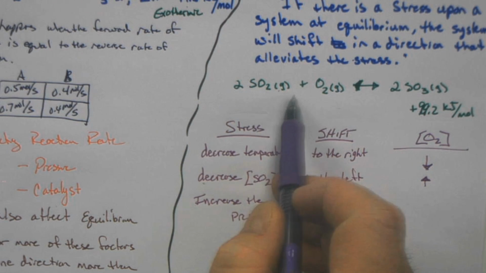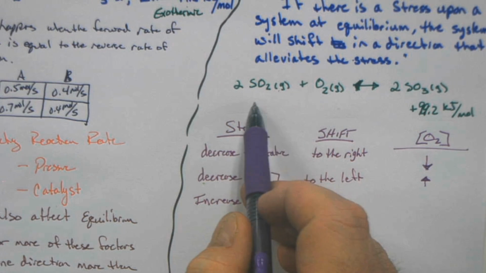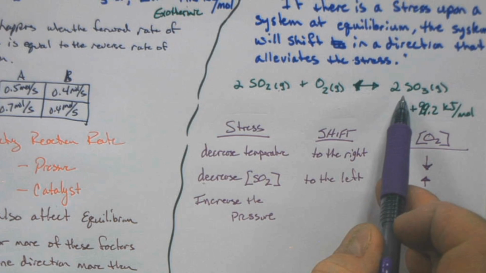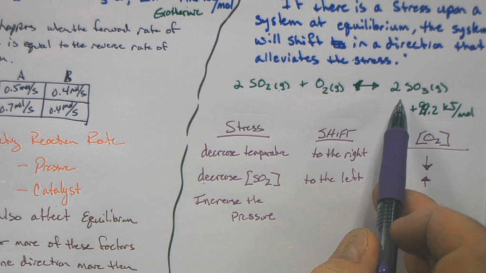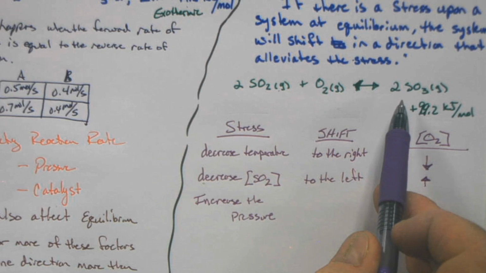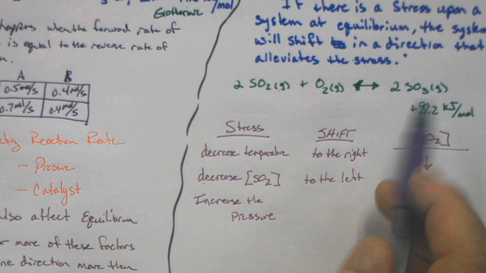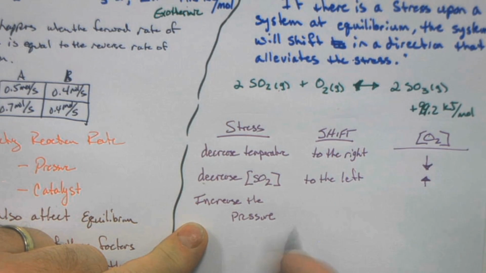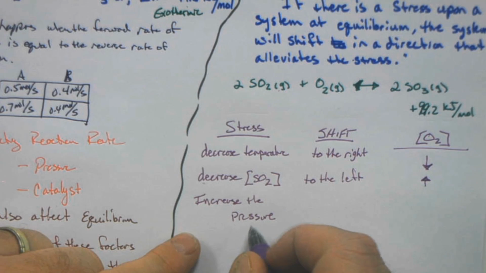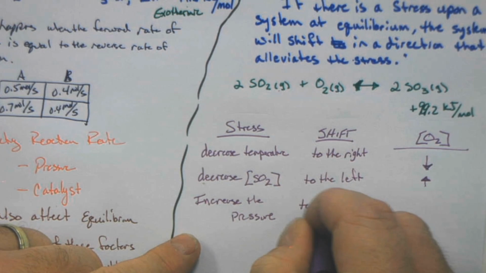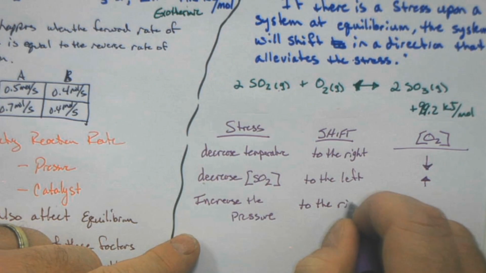How many moles of gas do we have on the left side? 1, 2, 3, right? How many do we have over here? 2. So, if we could force the reaction to produce fewer moles of gas within the same container, would that not decrease the pressure? Do you see how that works? So if we increase the pressure, what Le Chatelier is going to do is produce fewer moles of gas. And that would shift to the right.